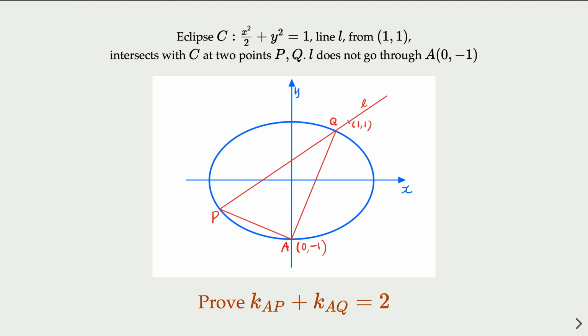In this problem, we are given an ellipse and a point (1, 1) outside of it. Here I have a straight line L passing through (1, 1) and intersecting the ellipse at points P and Q, right? Assuming the straight line does not go through A, which is (0, -1), we want to prove that the slope of the straight line AP and the slope of AQ add up to 2.